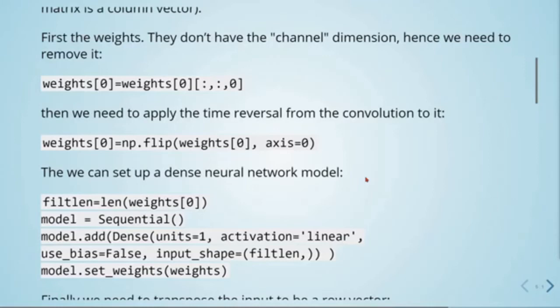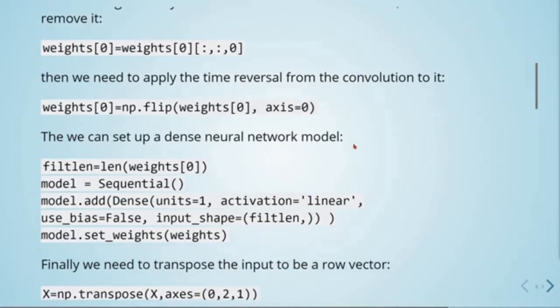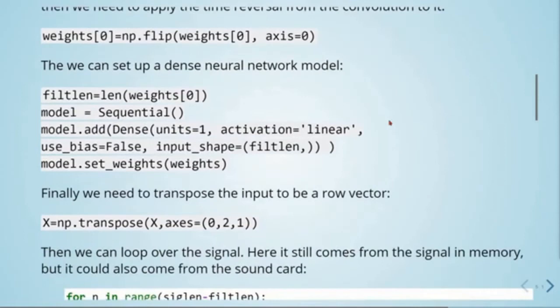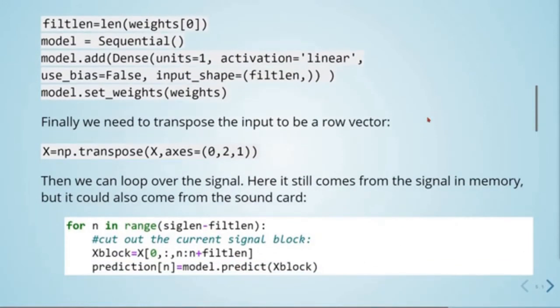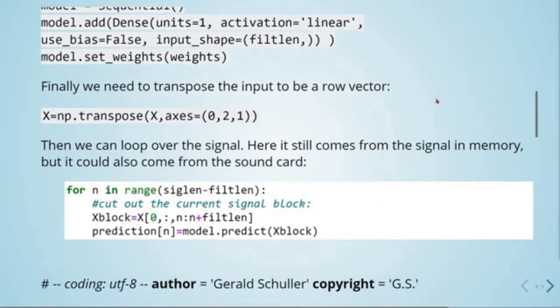And then we can set up a dense neural network model, and instead of the convolution, we are using a Dense layer, with linear activation and bias equals false. We set the input shape, and we have here just one unit. And then finally we need to transpose the input to be a row vector. Then we can loop over the signal.